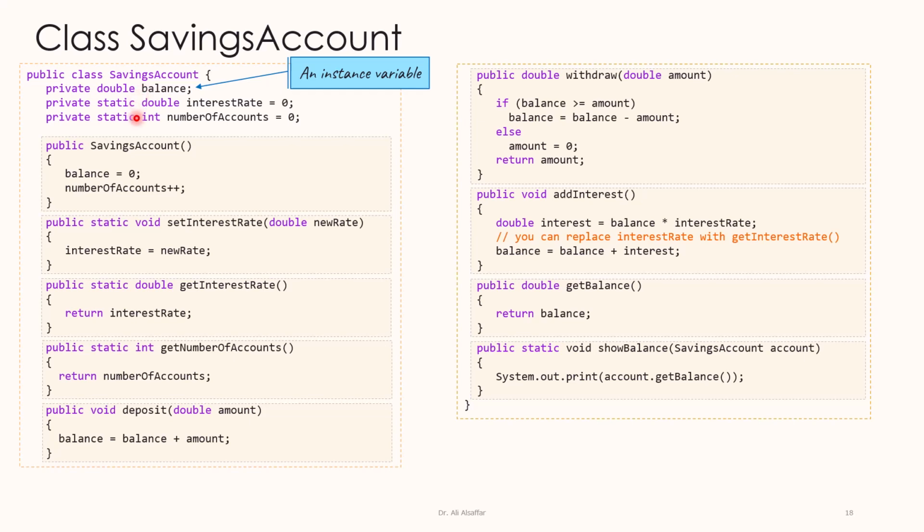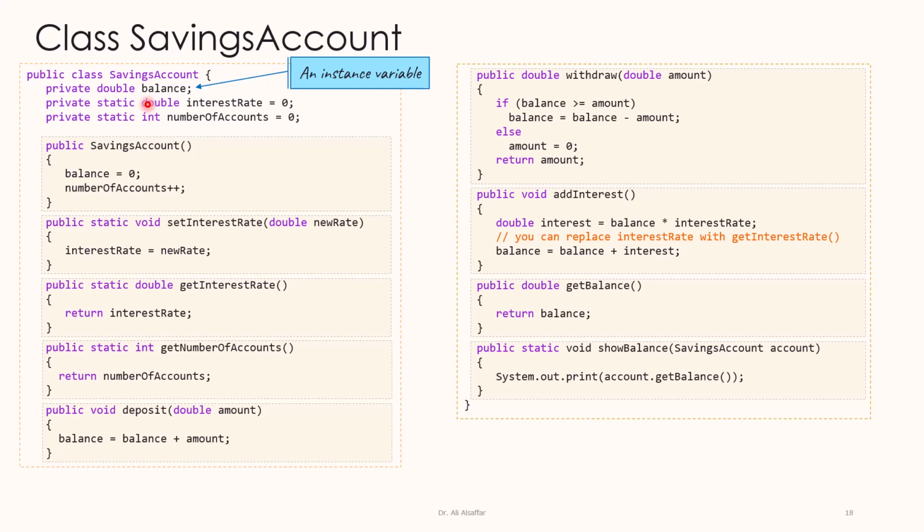But static variables exist in the class. That means you don't need to create an object to access them. You just access them by the name of the class. Notice we have defined them private. That means if we want to set or get any of these values, we need to do that by methods.